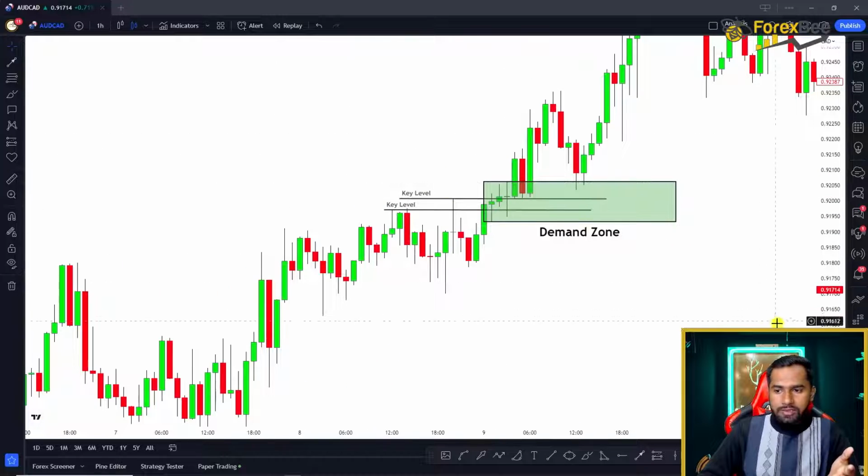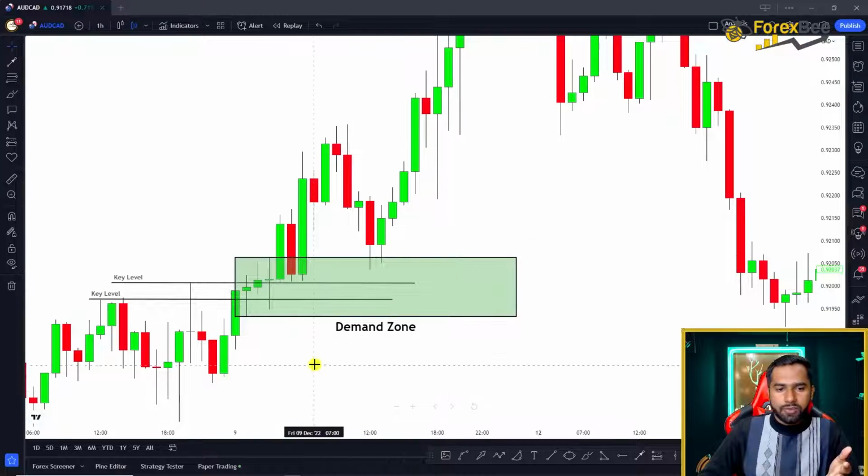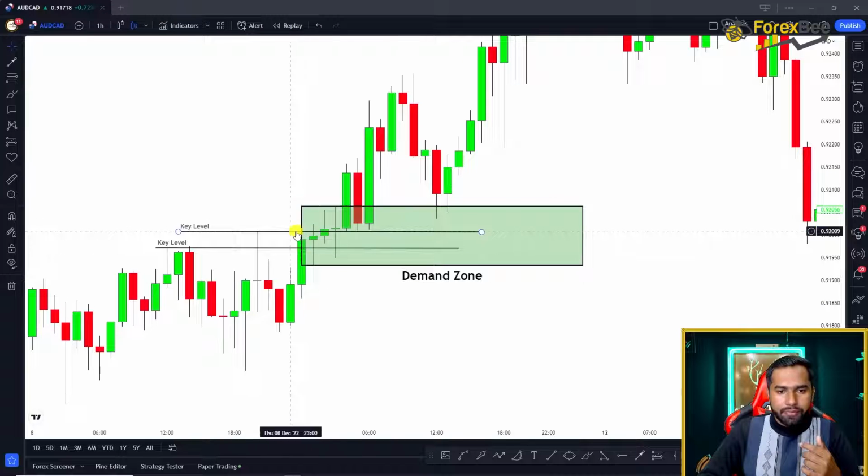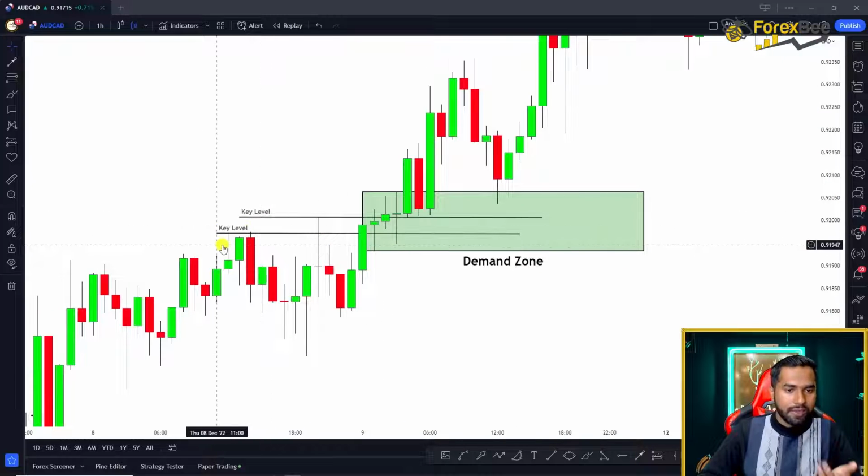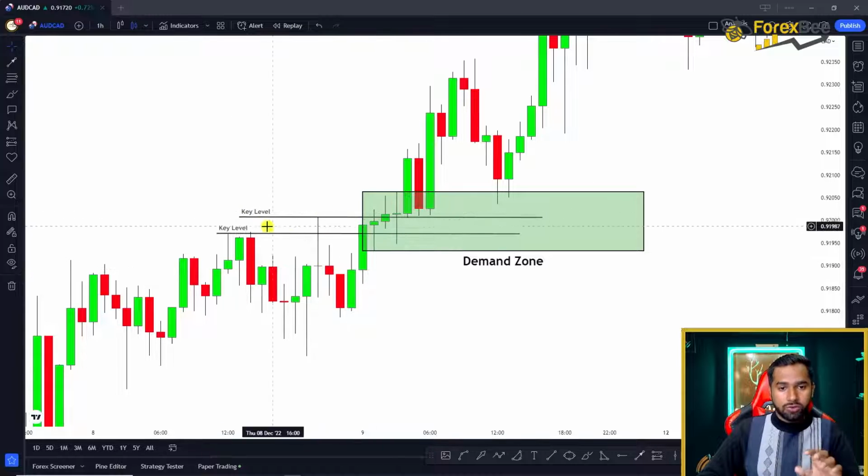And here we can see that within this bullish move, there is the formation of this rally-base-rally demand zone. Now, with the formation of this demand zone, if we look in the past, we can see the formation of key levels, and there is this key level from which the market is being rejected multiple times, and also at this key level we can see that the market got rejected a lot. So both these key levels are important because the market is getting rejected from these key levels, and also at the same level in the market there is the formation of this demand zone.